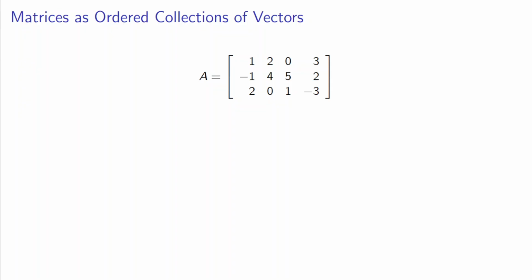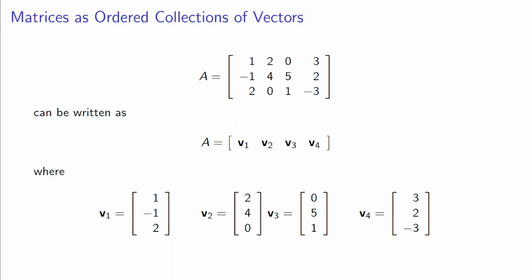We can also think of matrices as ordered collections of vectors. So again, same 3 by 4 matrix here. We could write this as a matrix where we consider each of these columns as vectors in R3. So we might have A written as the matrix consisting of the vectors v1, v2, v3, and v4, where v1, v2, v3, and v4 are each of those columns. So v1 is the first column, 1, -1, 2, v2 is the second column, and so on. In this case, a 3 by 4 matrix is an ordered collection of 4 vectors that are all elements of R3.